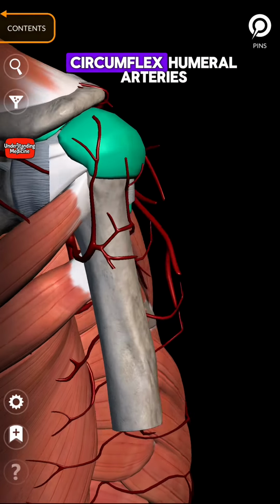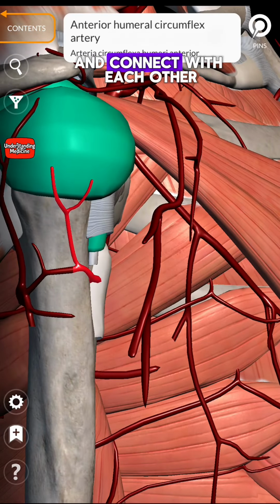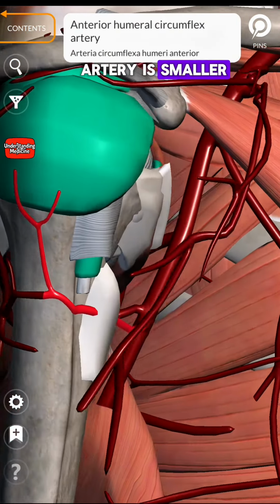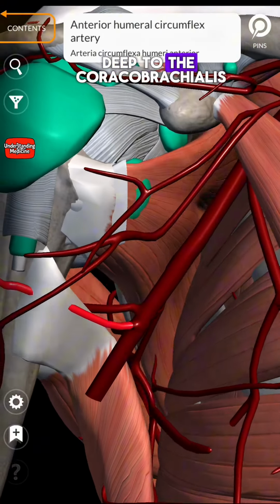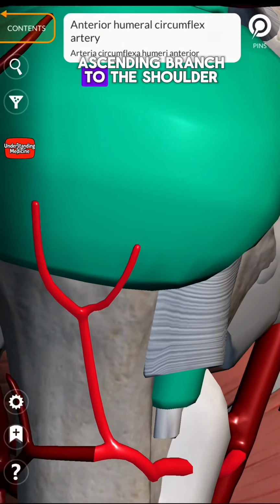Finally, we have the circumflex humeral arteries. These vessels wrap around the surgical neck of the humerus and connect with each other. The anterior circumflex humeral artery is smaller. It passes laterally, deep to the coracobrachialis and the biceps brachii, and gives off an ascending branch to the shoulder.